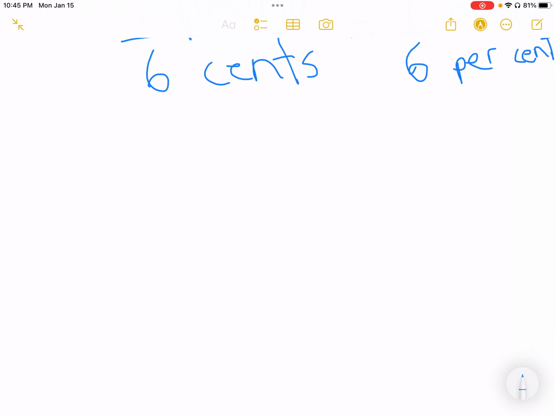So I think this might be the one that you might have the most questions about, just because it's a lot of reading and deciphering. I don't know if it's the trickiest one, but okay, so lesson 68, we have percent word problems.